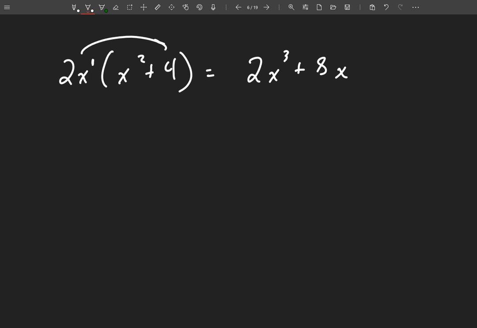Let's do another one. Let's do negative 2x squared times x minus, let's say, 5. All right, if you want to pause it and give it a shot, do so, and then come back and we'll do it together.